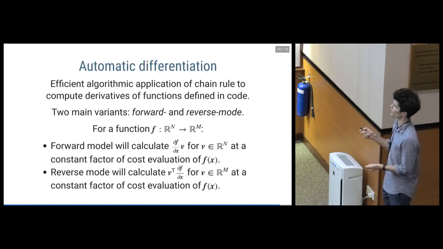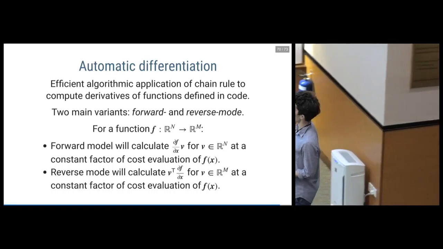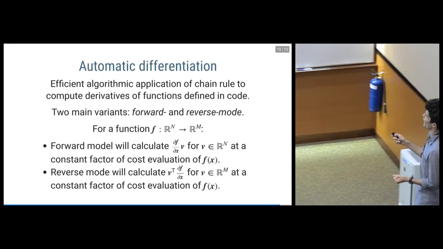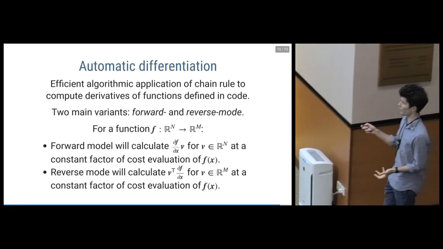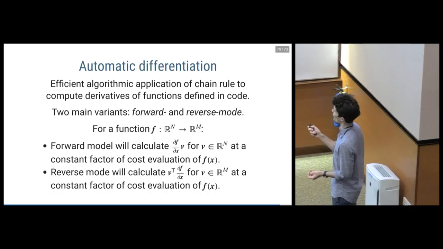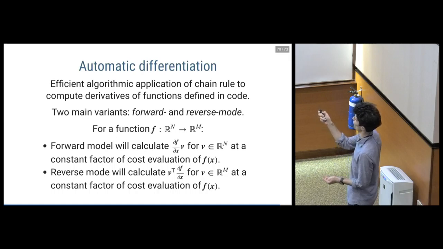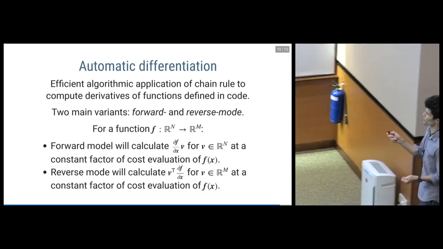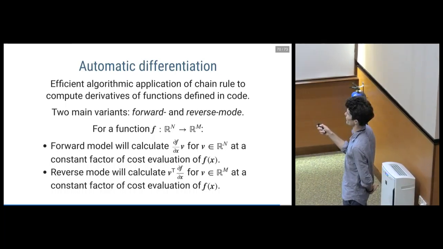So if we have a function which has n real inputs and m real outputs, then we can evaluate this Jacobian vector product, which will have dimension equal to the output dimensionality of this function, at a constant factor of the cost of evaluating the original function. So if we wanted to evaluate the full Jacobian, which we could do by plugging in different test vectors v, then if m was larger than n, forward mode would be the more efficient way to do it, because we could construct the whole Jacobian with just n forward mode Jacobian vector products, at a cost of roughly n times the cost of evaluating the original forward function.